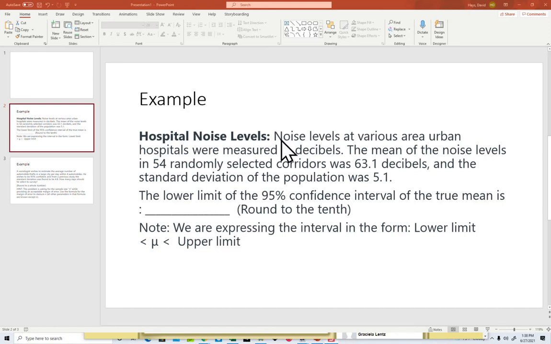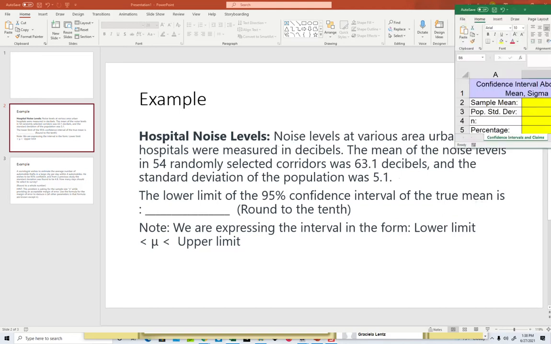Okay, now this problem says hospital noise levels. Noise levels at various area urban hospitals were measured in decibels. The mean of the noise levels in 54 randomly selected corridors was 63.1 decibels, and the standard deviation of the population was 5.1. The lower limit of the 95% confidence interval of the true mean. So we're finding the confidence interval of the mean.